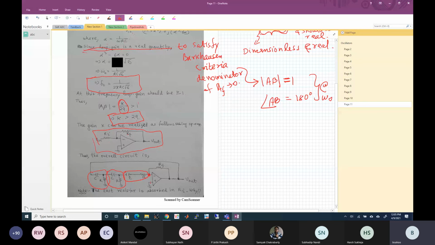So in reality, this is what you will do, and this ratio should be equal to 29, greater than 29. Okay, and this is a phase shift oscillator.